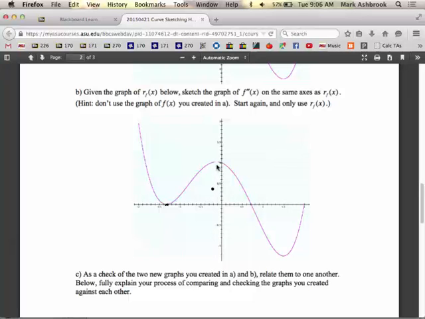So wherever this function pauses, my rate of change will be 0. Let's just start with that. Wherever this function pauses, my rate that I'm drawing, the derivative of this, will be 0. So let's just start with those 3 points right there.